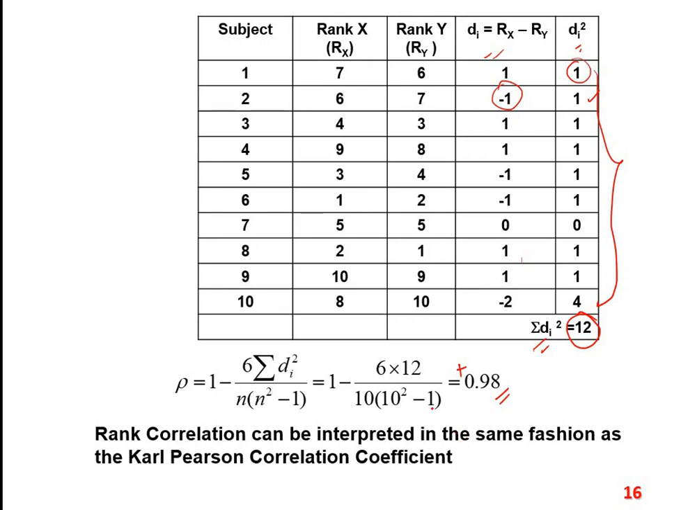Interpretation is in the same fashion as that of the Karl-Pearson correlation coefficient. So you will conclude that, based on our computation, the rank correlation coefficient is highly positive, and there is a positive relationship between intelligence and beauty. That is how we compute and interpret our rank correlation coefficient.